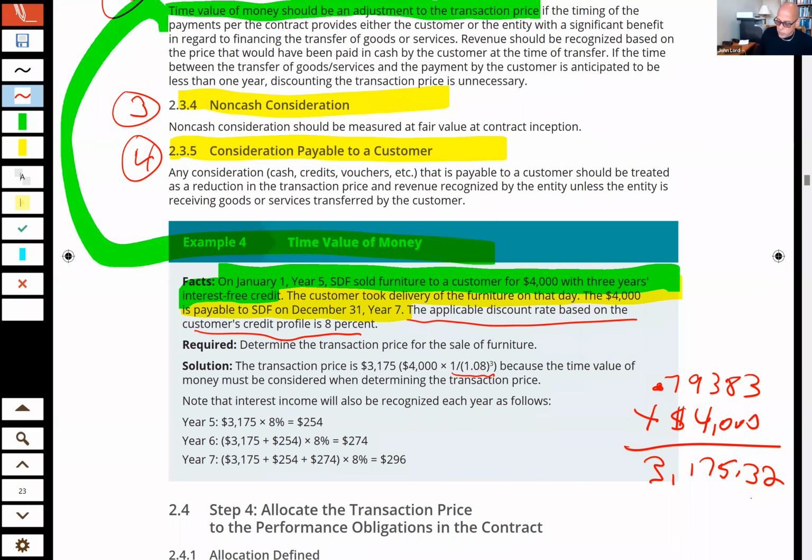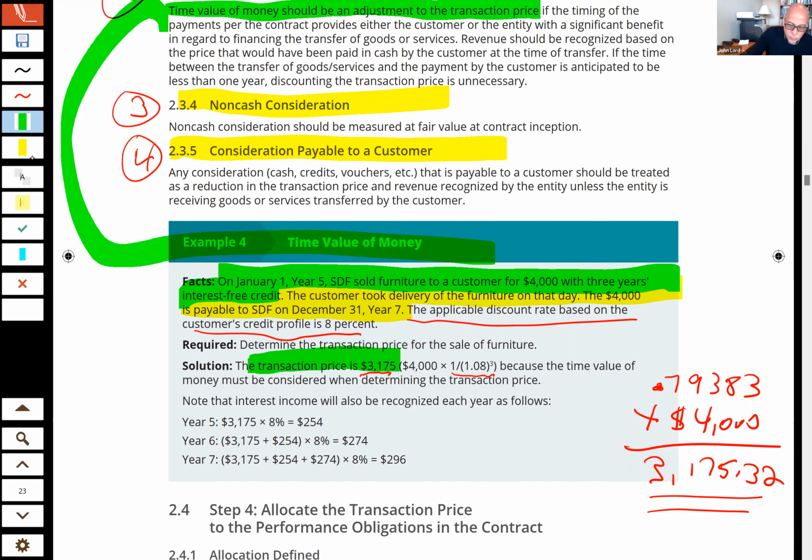And so what happens? The amount of revenue that you recognize at the point where you're delivering the furniture to them is that $3,175. That's the transaction price. And this would just be a point in time piece of the transaction. So you would debit accounts receivable, $3,175, and credit revenue, $3,175.